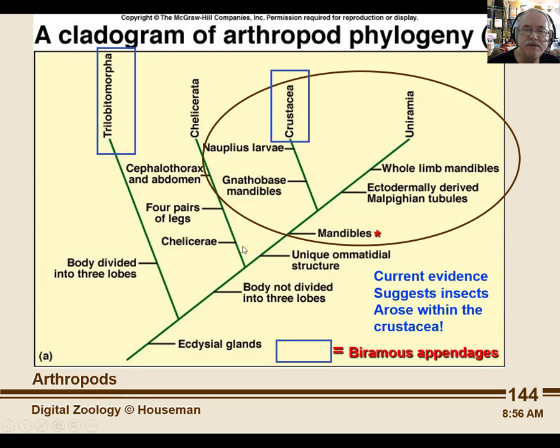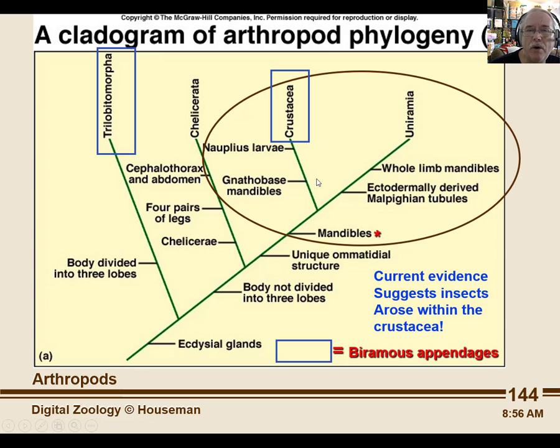In part, what happens now is that the branching tree is thought to involve the insects, the uniramians, and the crustaceans together being basically on the same part of the tree here because they both possess mandibles. Hence, they'd be united into a group called the mandibulates. Okay, and here's the crustaceans with their unique features, nauplius larvae, right? Two pairs of antennae, gnathobasic mandibles, and so on. And here's the uniramians with their whole limb mandibles, Malpighian tubules, etc.